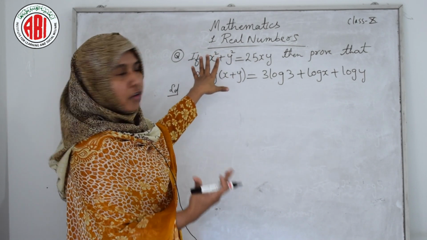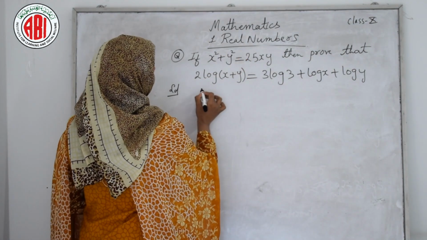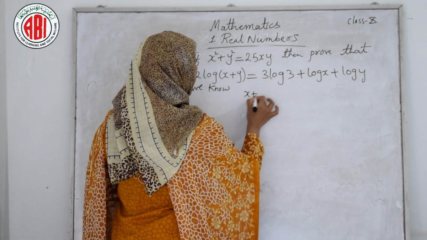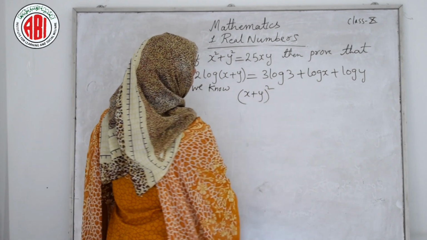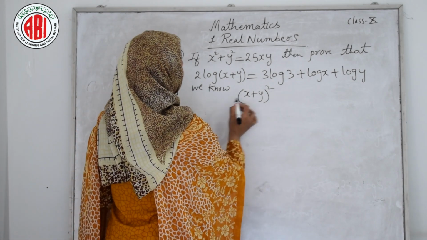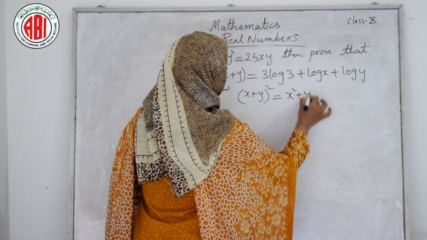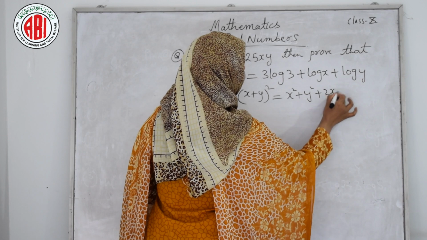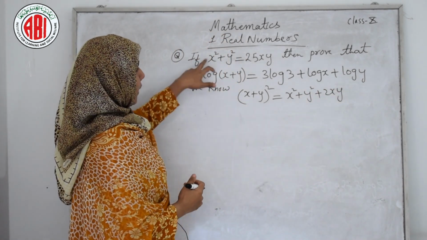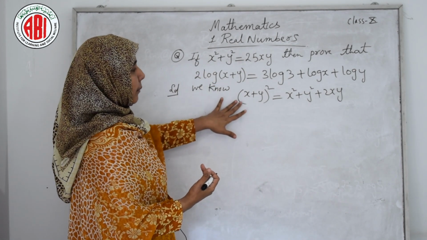So in these kinds of questions, what you have to do: x square plus y square comes in which identity? We know that (x plus y) whole square, this identity you have to use. That is the main step. (x plus y) whole square is equal to x square plus y square plus 2xy. In that we can apply this also, and we will get the answer. So this is the main step.